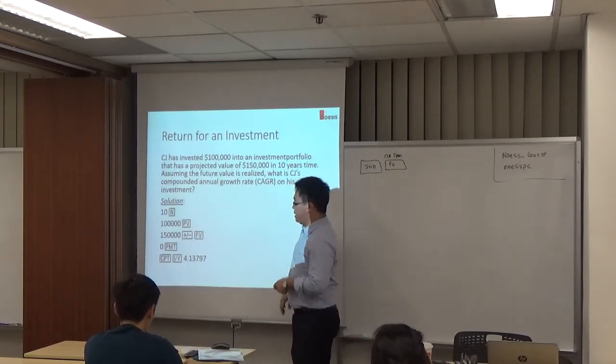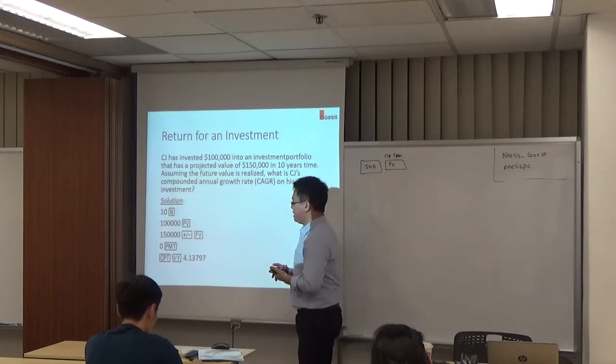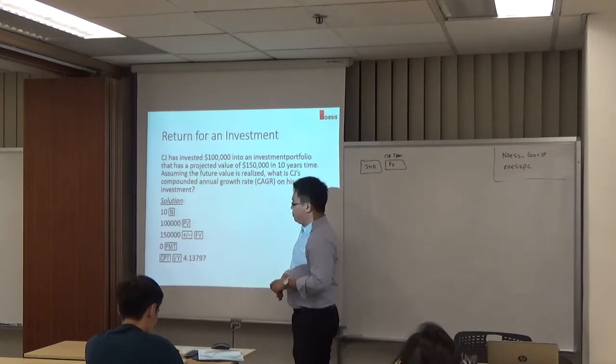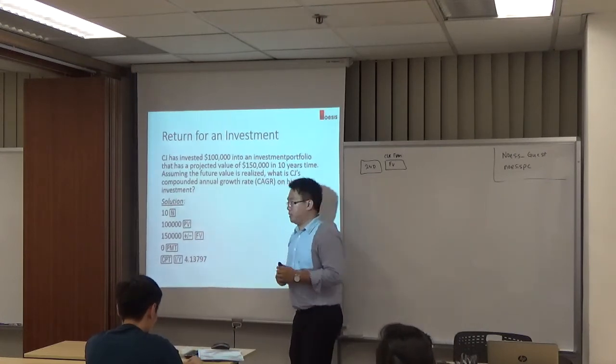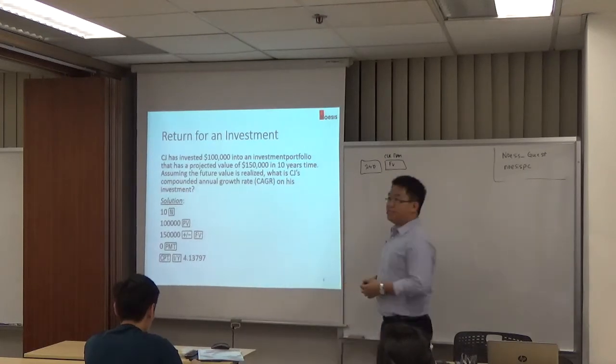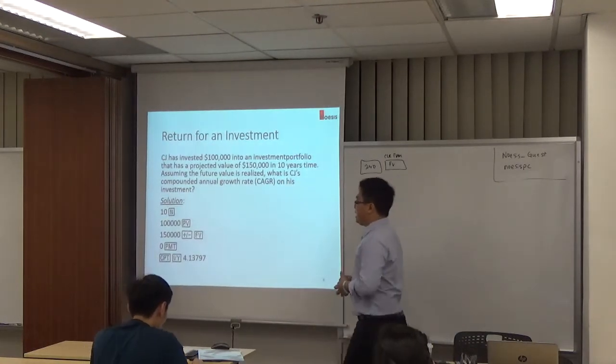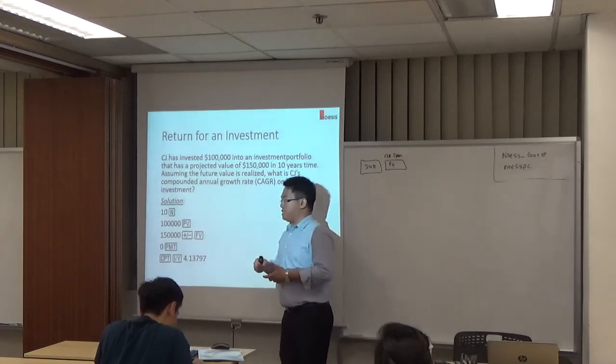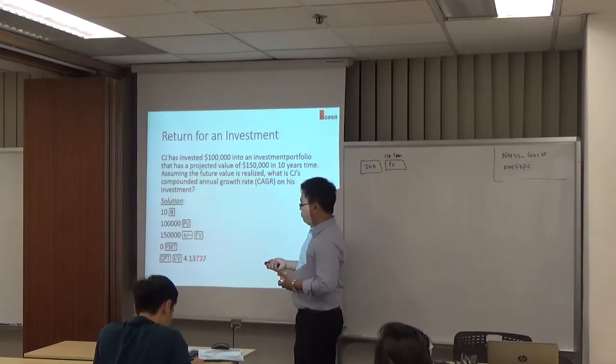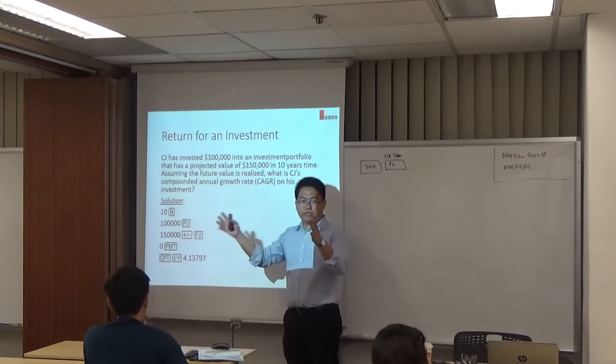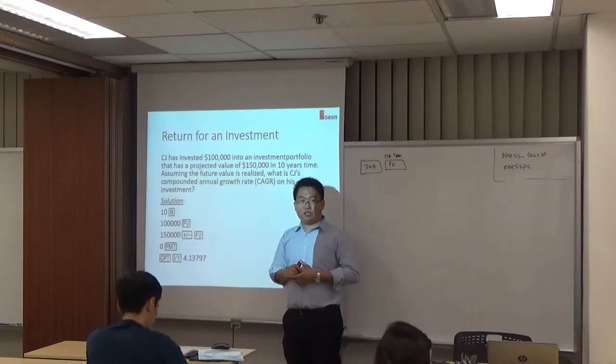Then of course our PMT is still 0. We are not going to use it until later. Then you compute your IY. You will get 4.13797, which means that on average, CJ is earning 4.14% per year over that 10 years. That is the average return.